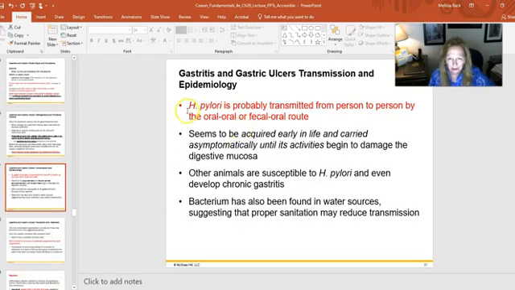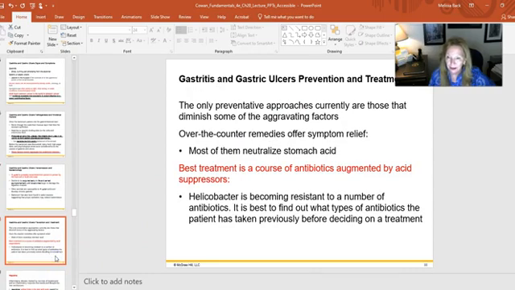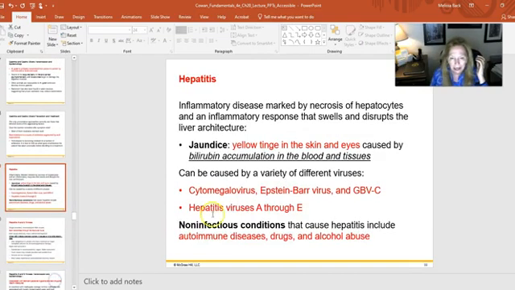Again, you can look through some of these and see that the treatment is going to be a regimen of antibiotics. People can get them again, so they might have to be treated again. But still, we do know we can treat these.